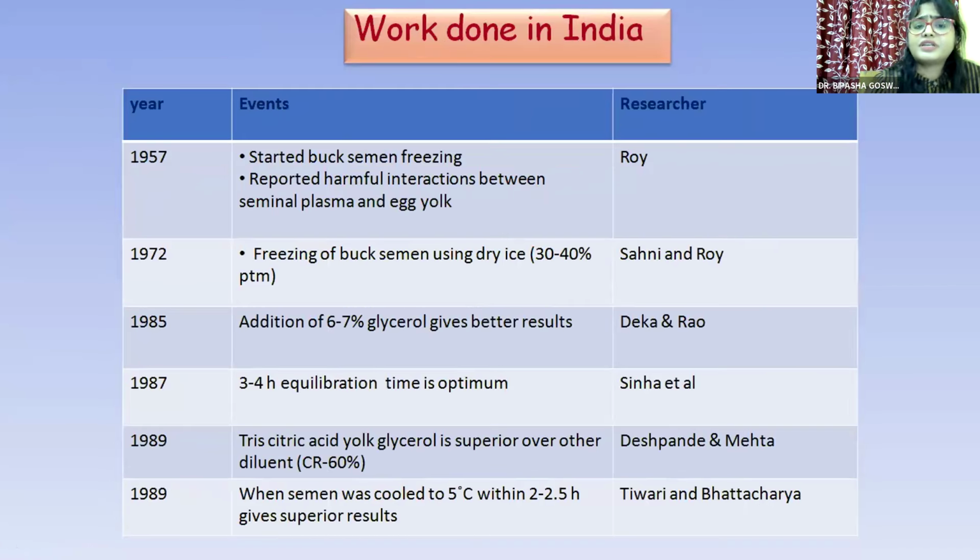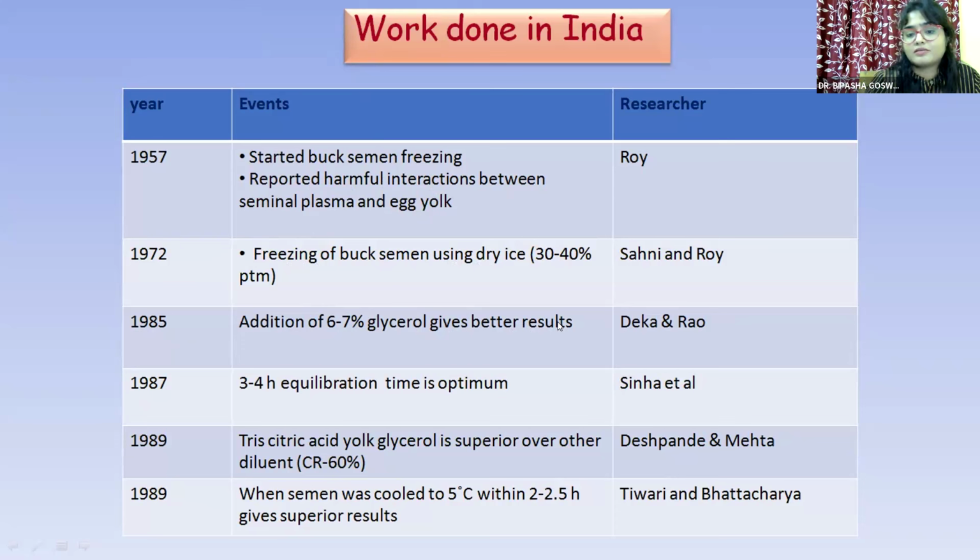In India also, in different years, different workers and researchers have done different types of work. In the year 1957, researcher Roy started buck semen freezing and studied the harmful interaction between seminal plasma and egg yolk. In the year 1972, freezing of buck semen using dry ice gave 30 to 40%. In the year 1985, addition of 6 to 7% glycerol gave better results.